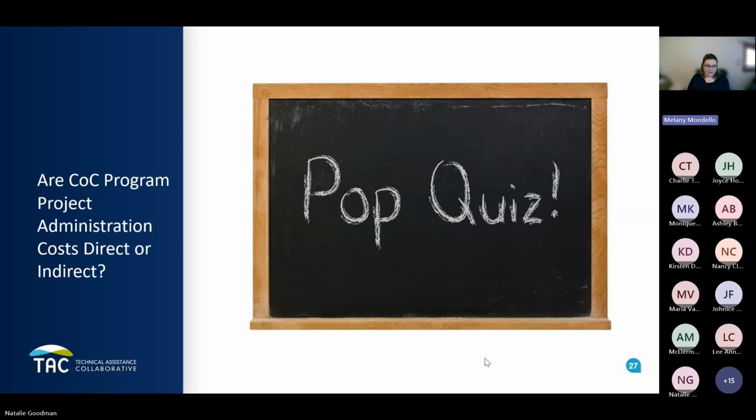The answer is direct, mostly. Everything I talked about, those are direct costs. What I'm going to talk about next are indirect costs that might be layered on top of them. So everything I just went over for the specific slides for CoC program, those are direct costs that you would be able to track through receipts, you'd be able to track through timesheets, those types of things. So, okay, let's go to the next slide.